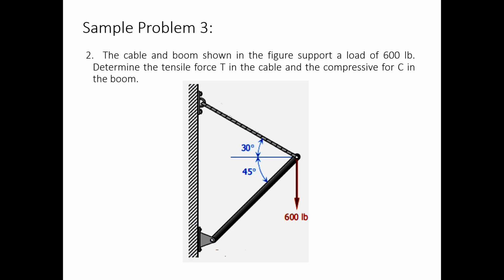Okay, so the cable and boom shown in the figure. This is the cable here, and this is the boom. For those of you who don't know what a boom is, it's like the mini crane at the back of a boom truck. The boom is supporting a load of 600 pounds. That's the force here downwards. Determine the tensile force T in the cable.